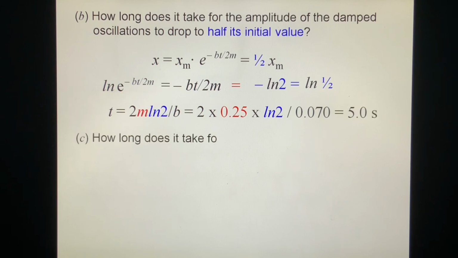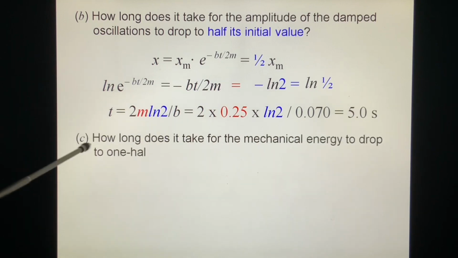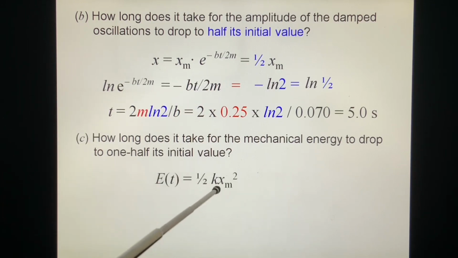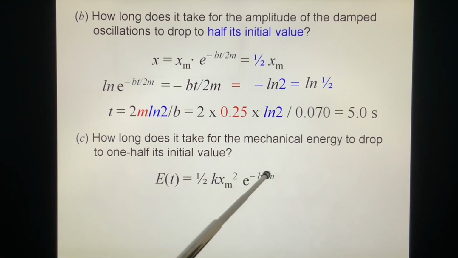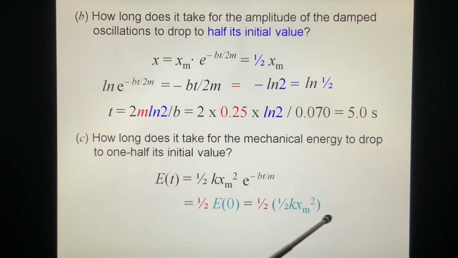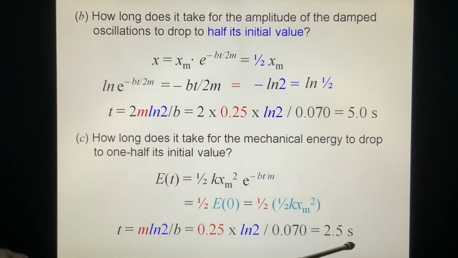Question C. How long does it take for the mechanical energy to drop to one half its initial value? This is amplitude drop to half. This is energy drop to half. Then we see the energy is equal to half k xm squared times e to the minus bt over m. And you have this t. Okay. This is equal to half E0. E0 is this one. So equal to half E0, half k xm squared. Then we cancel the half k, cancel xm, we do the log, we can find the t. Okay, similar to this one. That's it, only 2.5 seconds faster than the amplitude deteriorates.